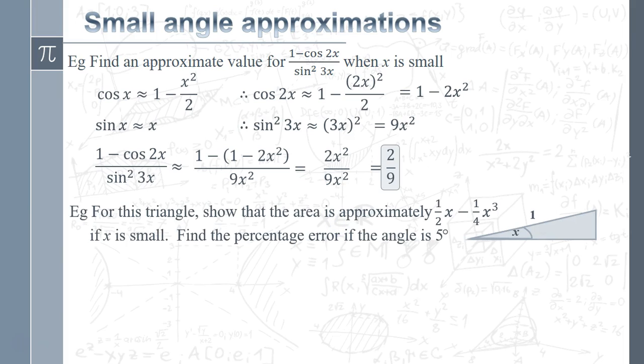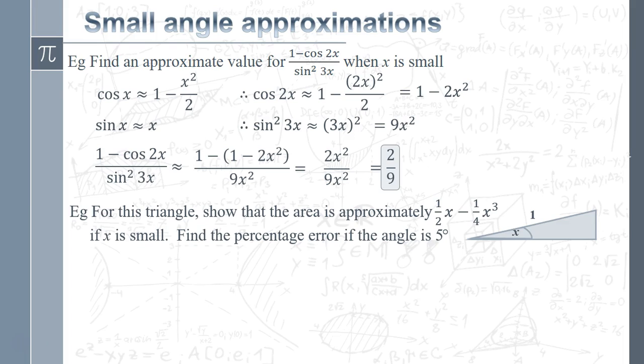Okay, on we go. Different kind of question here. So what we've got is, for this triangle, show that the area is approximately given by that expression, half x minus a quarter x cubed, if x is small, and then find the percentage error between the actual area and our approximate area if the angle is 5 degrees. So off we go again.